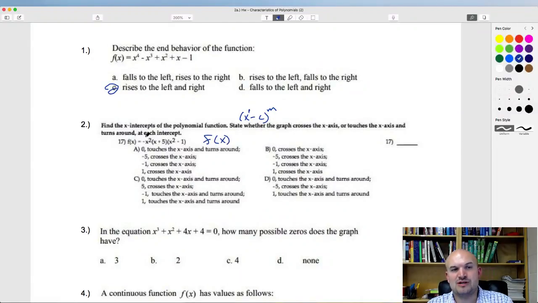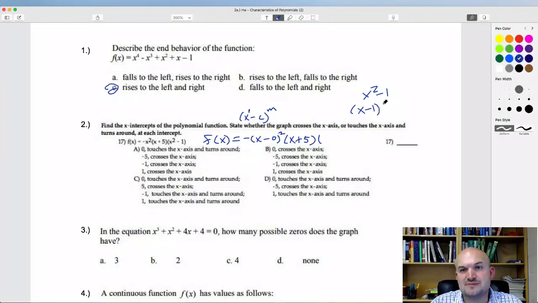Now, you don't need to worry so much about this x squared. You could write the x's like this if you wanted to. But you see that it's repeated, right? x is 0 and x is 0, so it's a repeated 0. Another way you could write it, if you'd like to show the multiplicity, would be x minus 0 squared, which is the same thing as x squared. And then we have x plus 5. And we can factor x squared minus 1 using difference of two squares: x minus 1 times x plus 1.